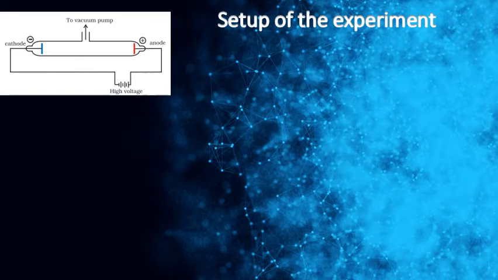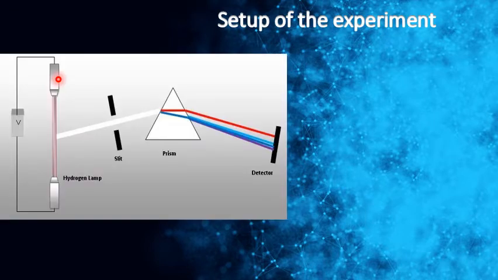So now we move on to discuss the setup of this experiment. We take a discharge tube, fill a gas in it, and apply high voltage across the ends. The gas will glow and emit light. This emitted light we pass through a prism and obtain on a screen the different colors which this light is comprised of, right?